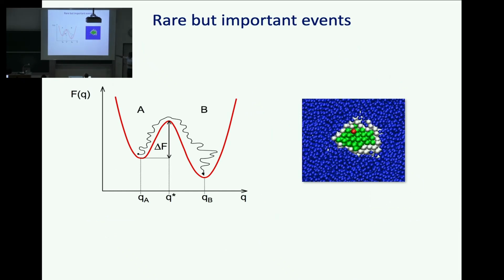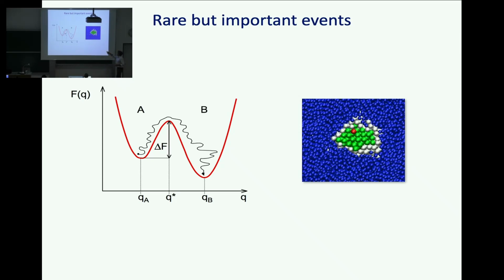The prototypical rare event is symbolized by this free energy surface here, which has two stable states separated by a barrier. If this barrier is large compared to kT, then the system will stay here for a long time before it decides to hop over to the other side. So far, so good. But in a complex system, the first question that arises is, what is this coordinate here? What is the Q?